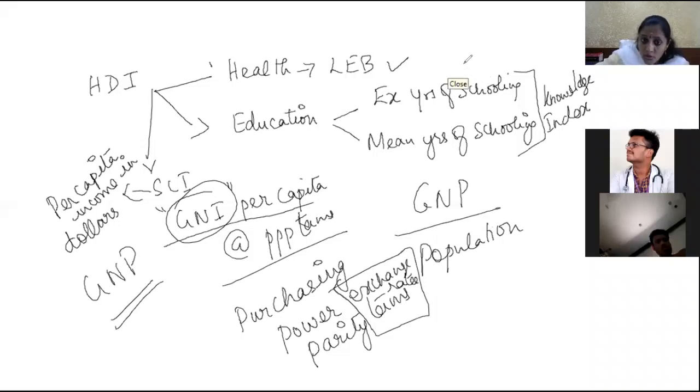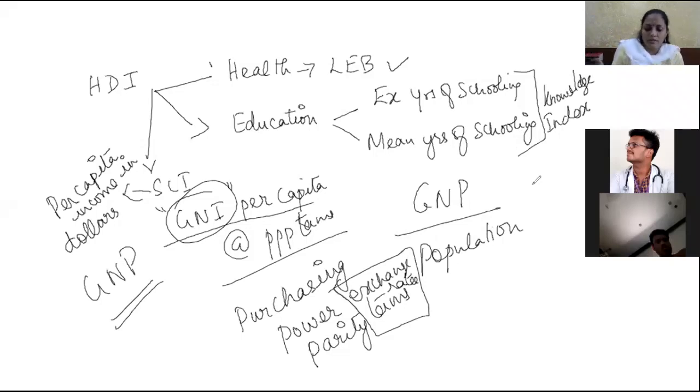Expected years of schooling is 12 years, right? That's right. I will be showing you the data, then you will know what I am talking about. Human development report, I'm going to show you all the data once our discussion on the concepts is over. Now let us summarize what is there in this human development index.